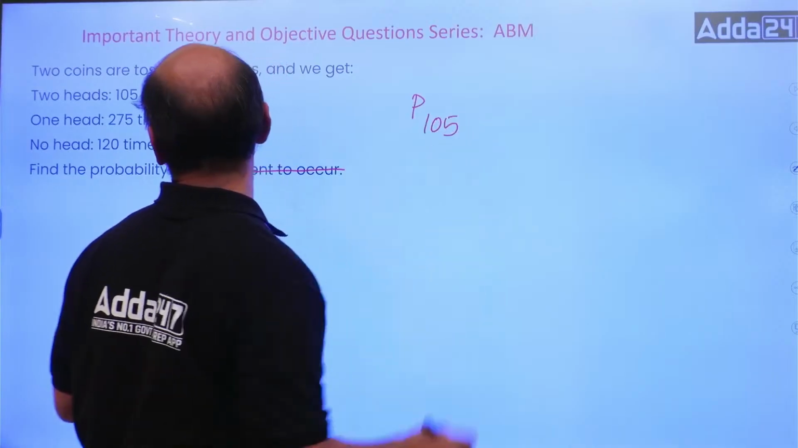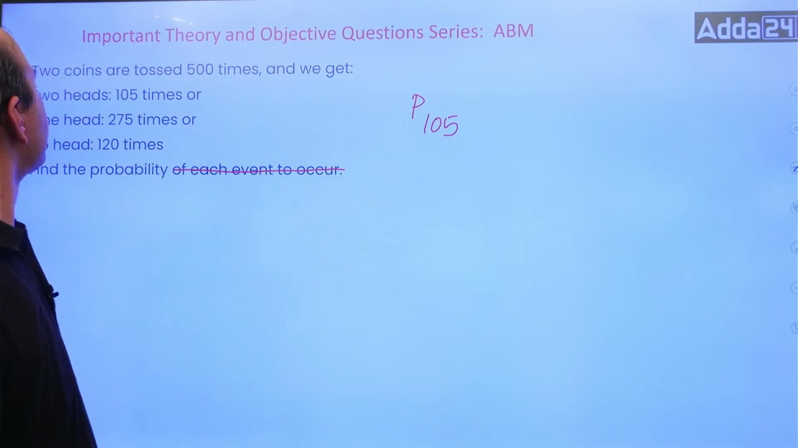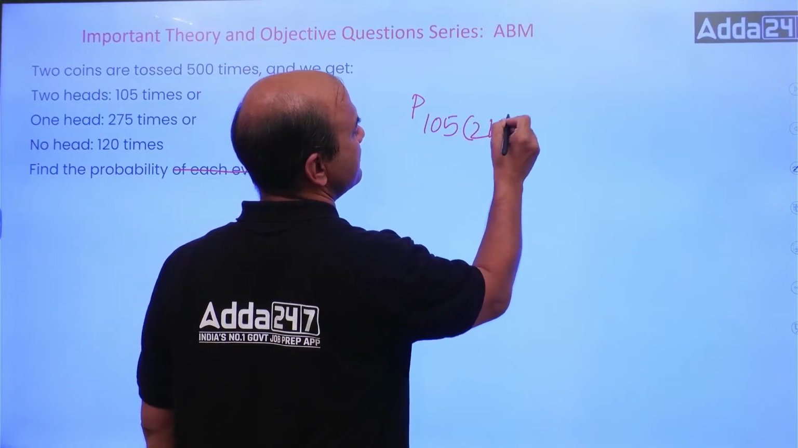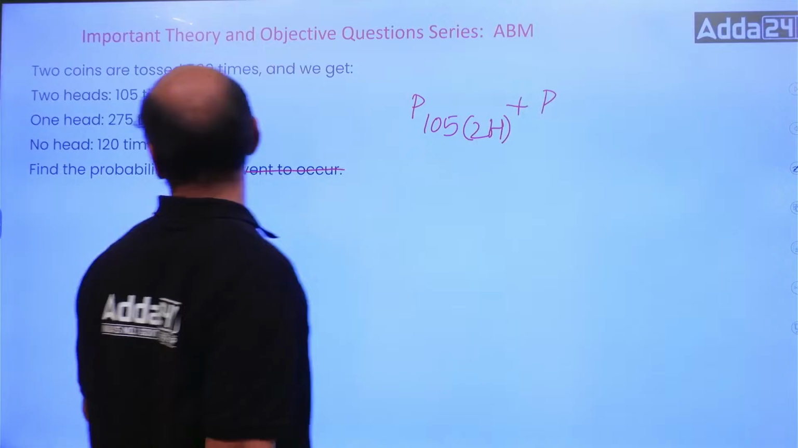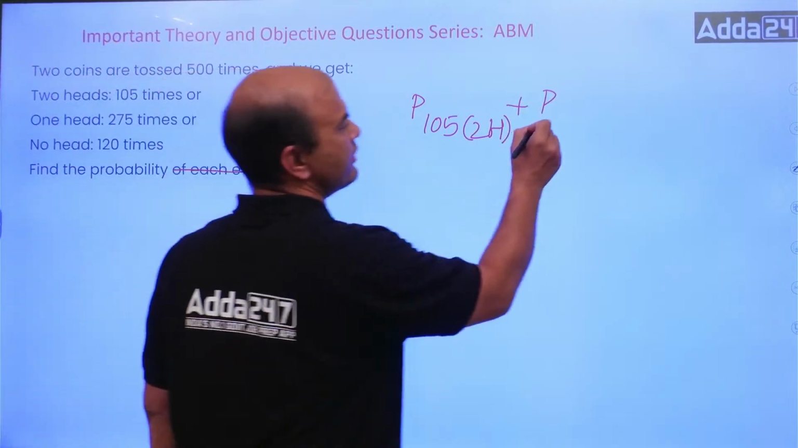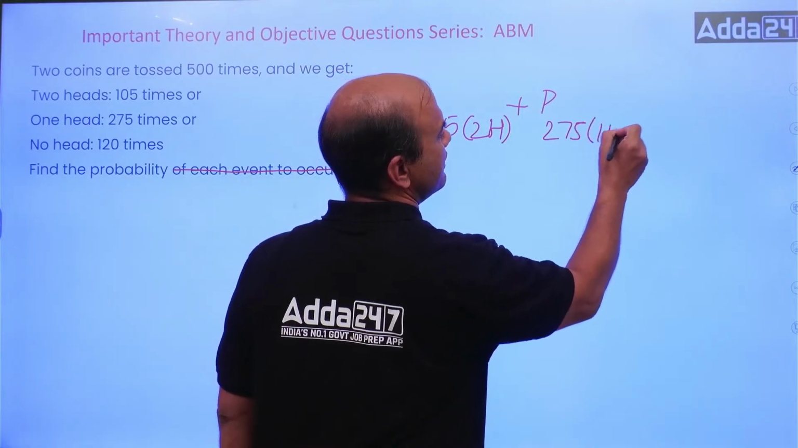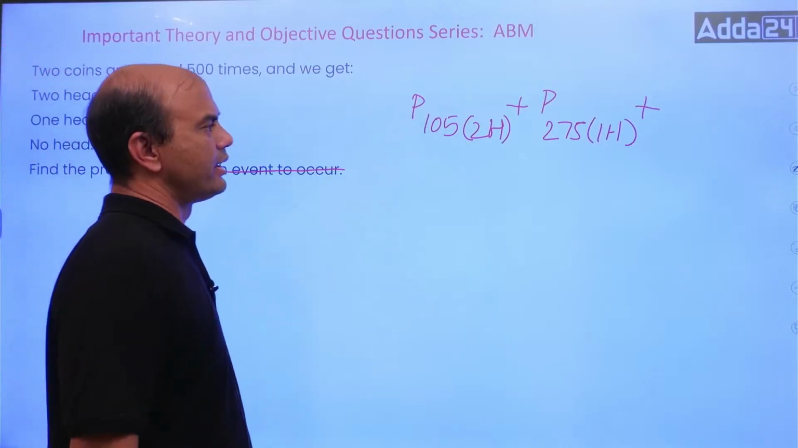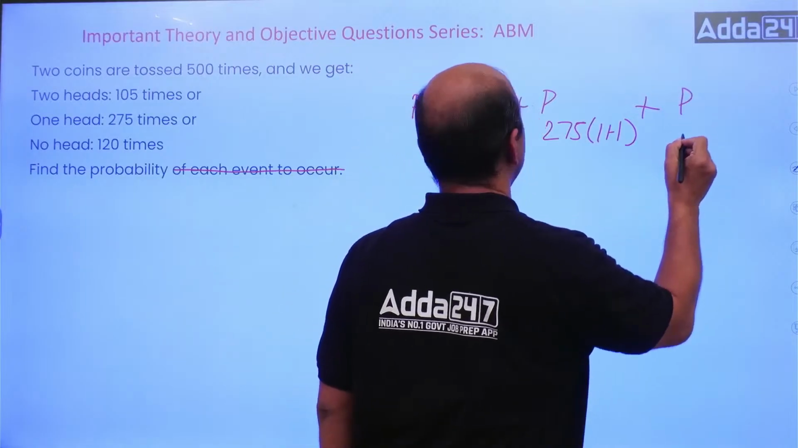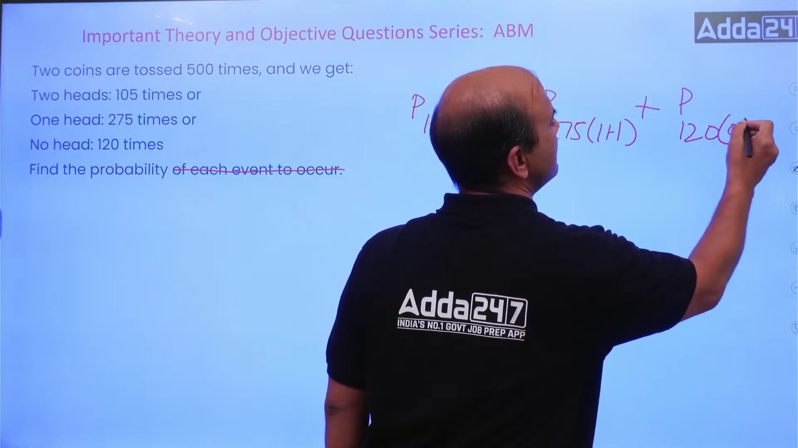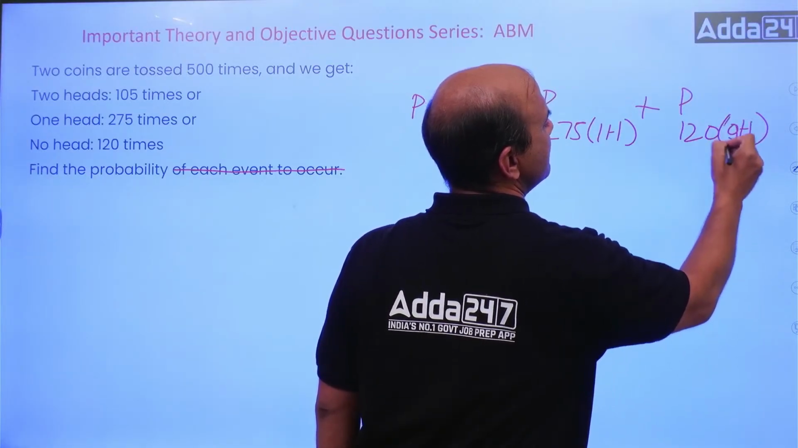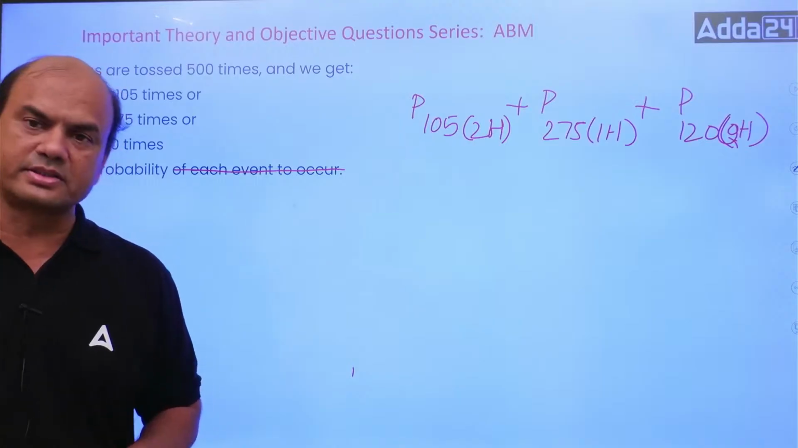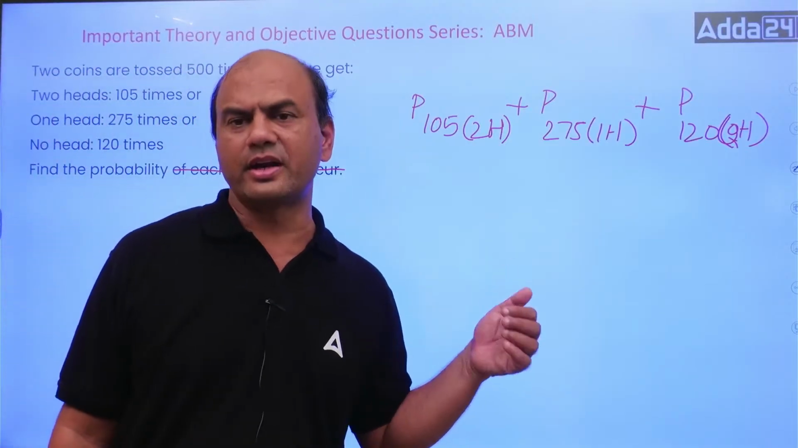First we'll write the probability of 105 times two heads, or the probability of one head 275 times, or the third one, no head 120 times, which is zero head. So this is what you have to find out: this or this or this, all the three. So how to find this out? Two heads 105 times you want.